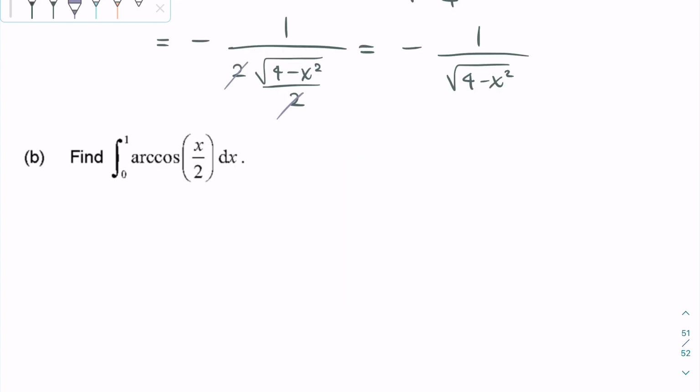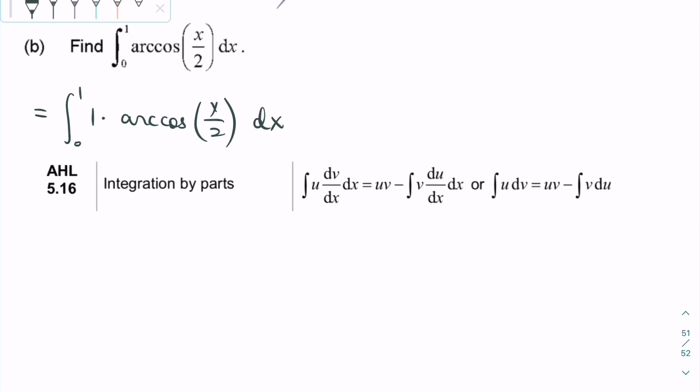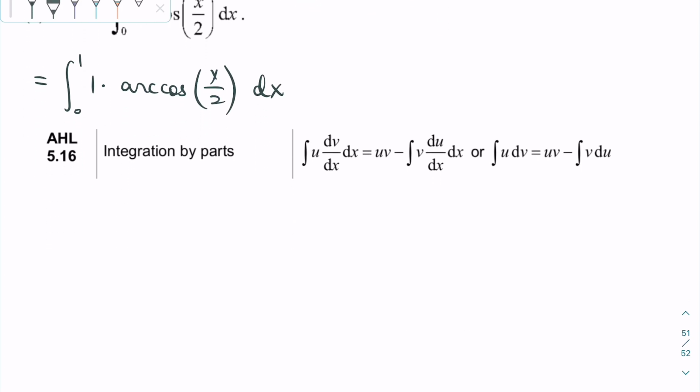Part B asks to find the integral of arc cosine x over 2 from 0 to 1. We can rewrite the singular function as the product of two functions, 1 and arc cosine x over 2. This is important because we will now, you guessed it, use integration by parts. Here is the formula from the formula booklet.